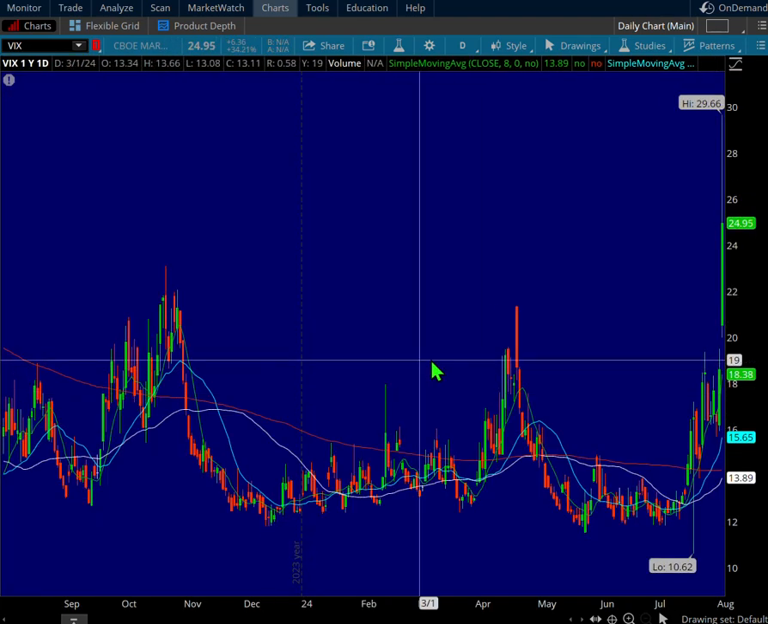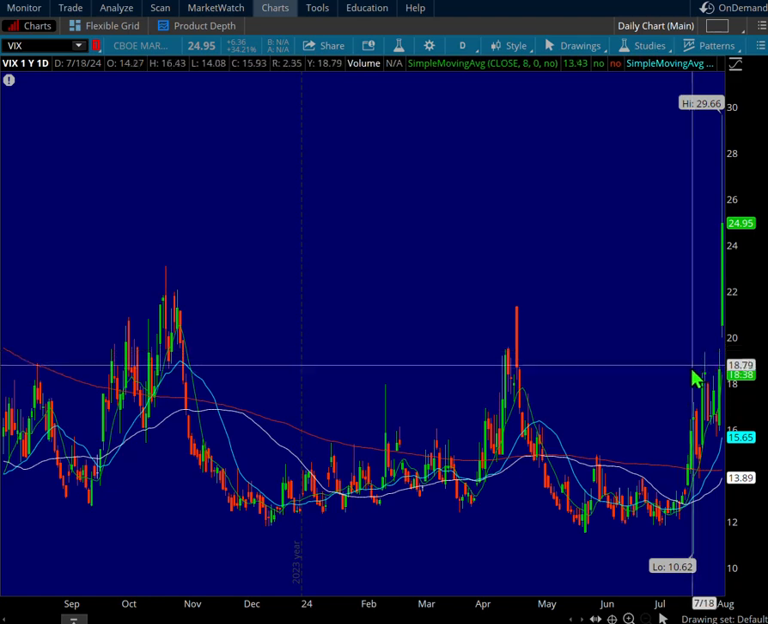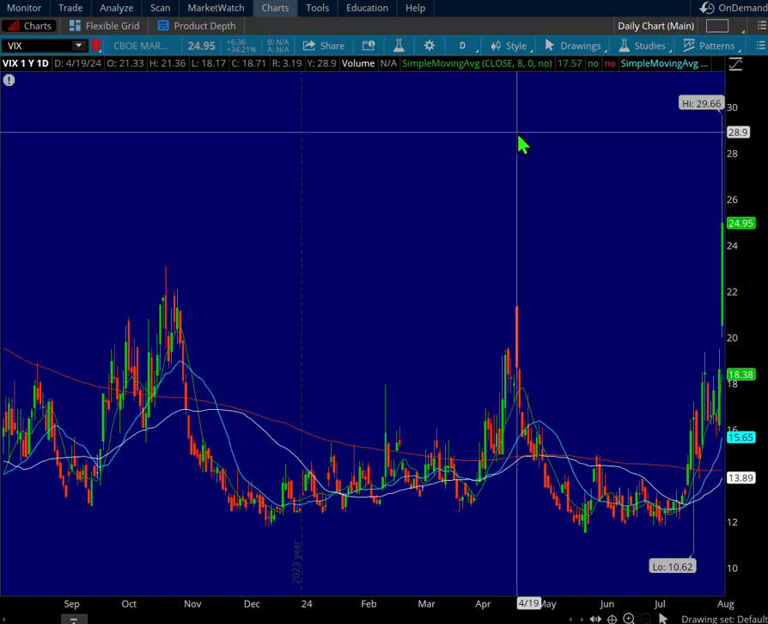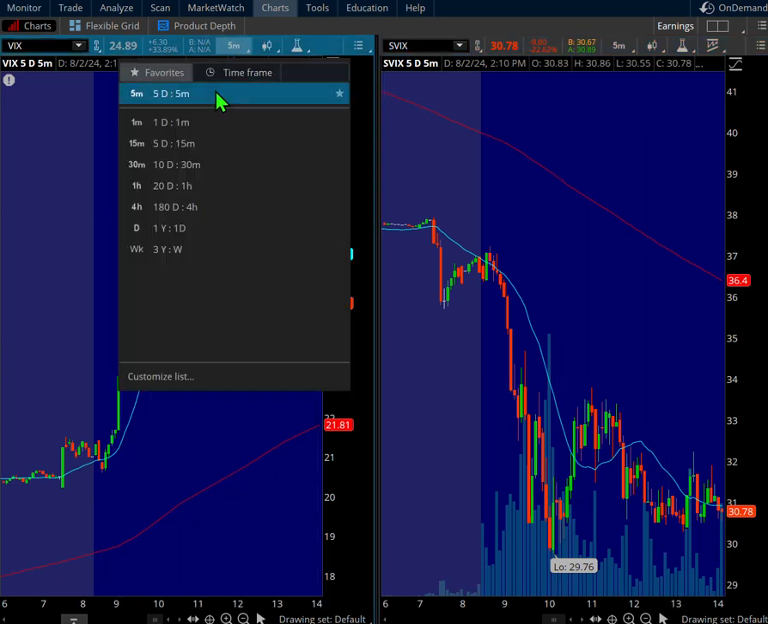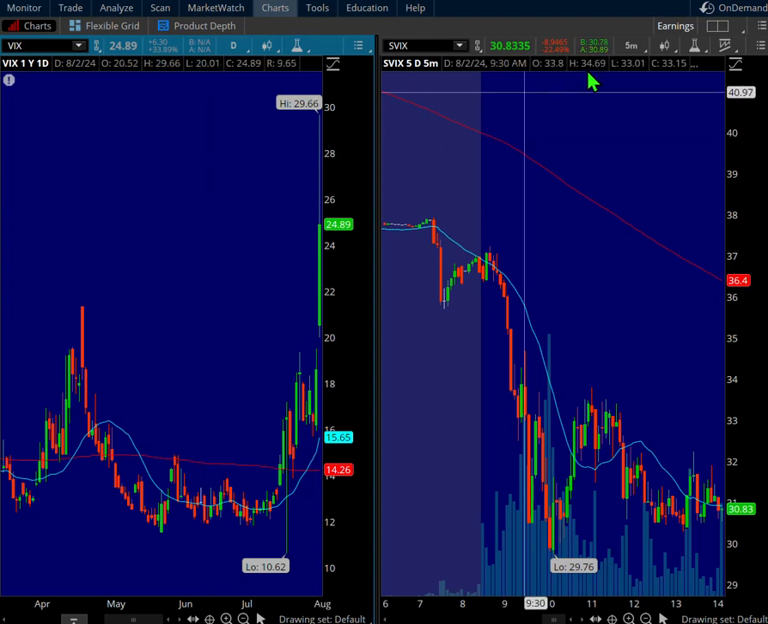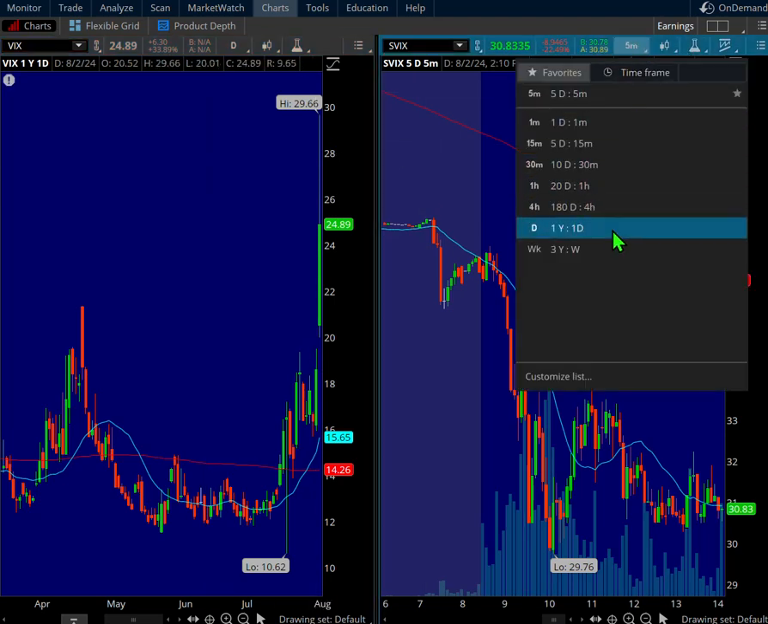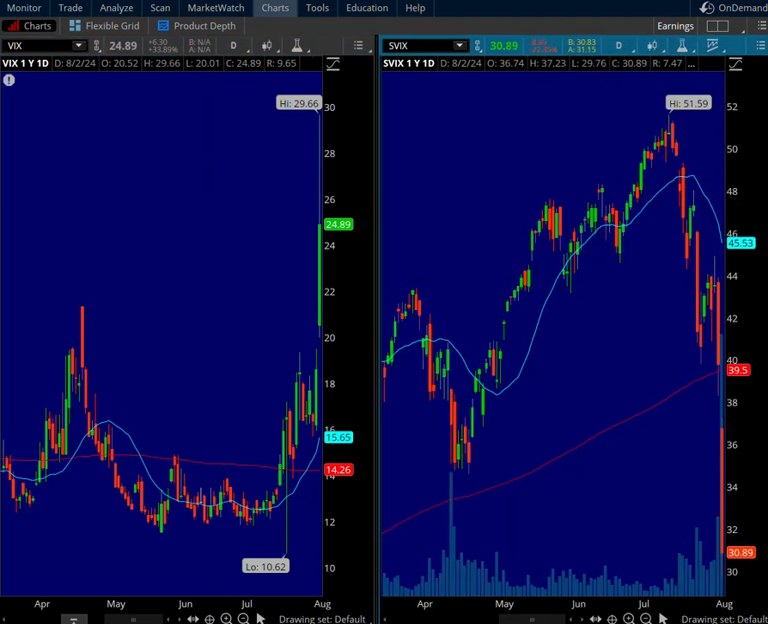What did the VIX look like up there? I think we were probably right around in here. Actually, why don't we make a double screen of this? Hold on. Okay, here we go. We've got the VIX on the left and the SVIX on the right. I'm using a 5-minute chart, so let's bring in a daily. Okay, so we've got the VIX on the left and the SVIX on the right. Now look how much the VIX spiked today, and look what the SVIX has done.